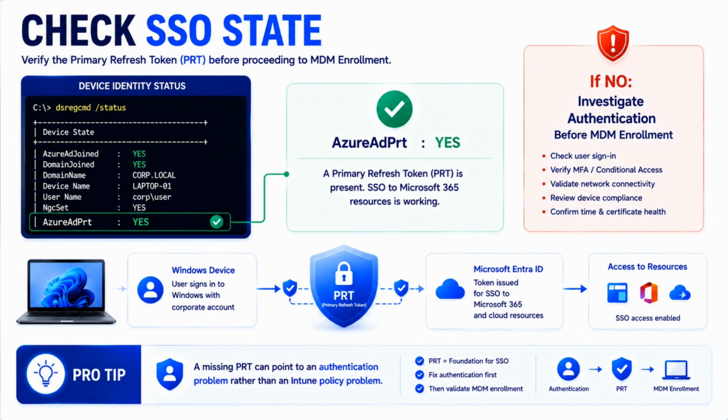Next, remain in the dsregcmd status output and inspect the SSO state section. The key value here is AzureAdPrt. In this troubleshooting scenario, we want AzureAdPrt to show yes. The primary refresh token is important because it represents the user's authentication state with Microsoft Entra. If AzureAdPrt is no, don't immediately assume that Intune is the problem. Investigate the authentication and PRT acquisition path first. Microsoft provides separate guidance for troubleshooting primary refresh token issues, including examining diagnostic information and Microsoft Entra logs.